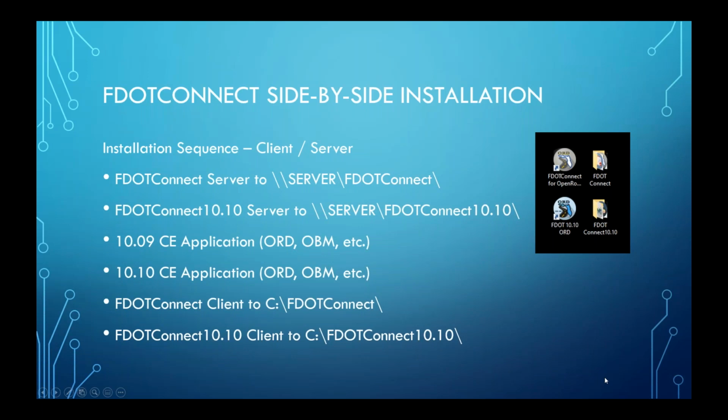For a client server installation, install the FDOTConnect and FDOTConnect1010 server software to their respective server locations that I described two slides ago, and then install the certified 1009 and 1010 versions of your favorite Connect Edition application on the client machine. Being sure, once again, to set the custom configuration location during installation to the proper server location for each, and then install FDOTConnect and FDOTConnect1010 client software to the respective C:\FDOTConnect and C:\FDOTConnect1010.